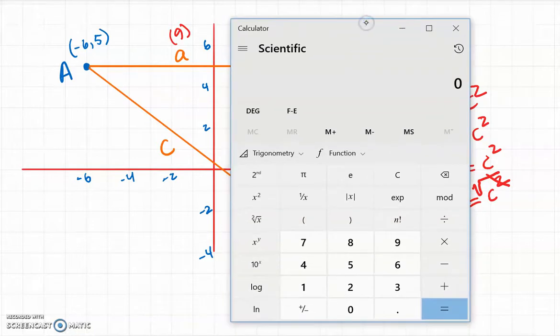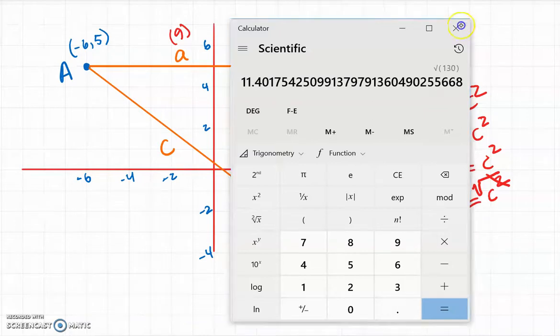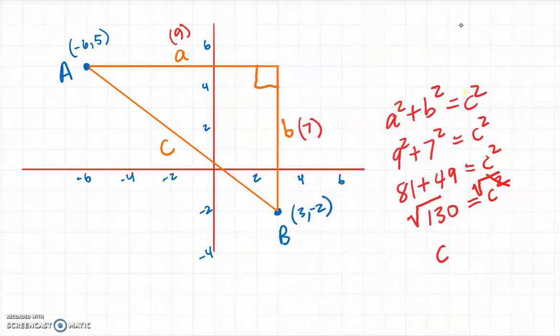Pause the video. We should be getting 11.4, and usually we round to the tenths place, so we can say approximately 11.4. And that is the distance between points A and B on the coordinate plane, because that's the hypotenuse of our right triangle. So that's one way to calculate.